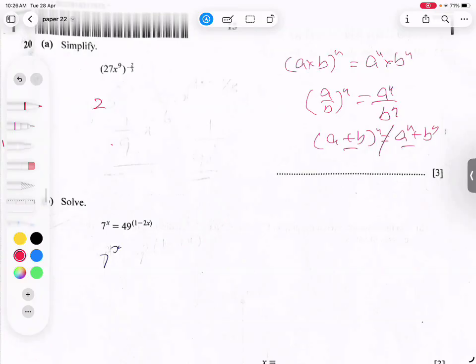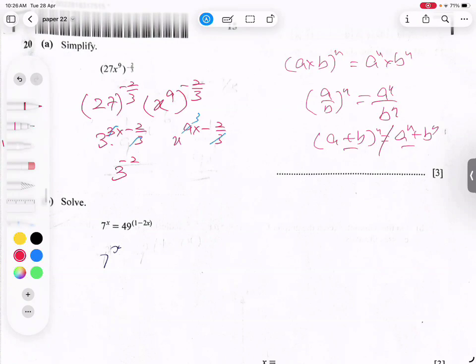So first of all, (27)^(-2/3) and (x^9)^(-2/3), separate. And what is 27? 3 to the power 3. One power inside, one power outside, multiply like this. And even here 9 into -2/3. So these 3s cancel, and we get 3 to the power -2. And students, after this, we can say x to the power -6. Both values will go in the denominator, and we get 1 over 3 squared and 1 over x to the power 6. So 1 over 9x^6. This is the correct option.